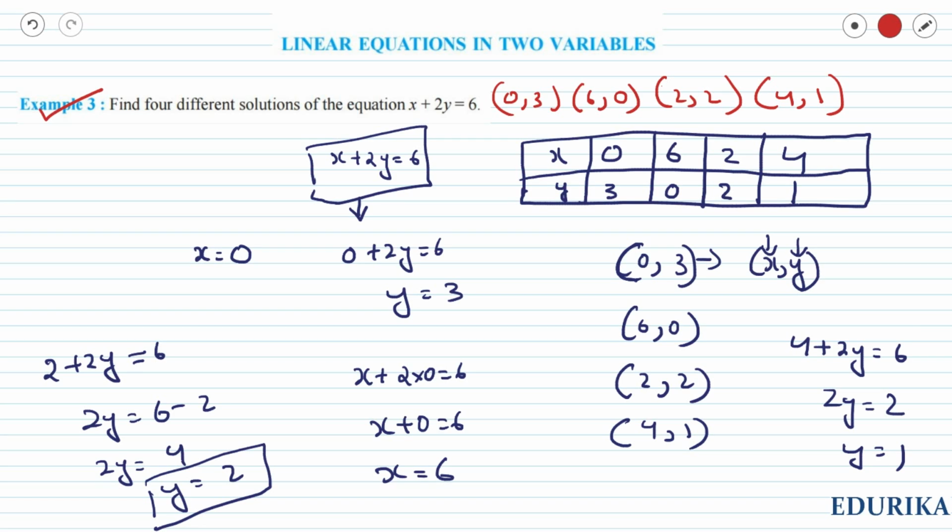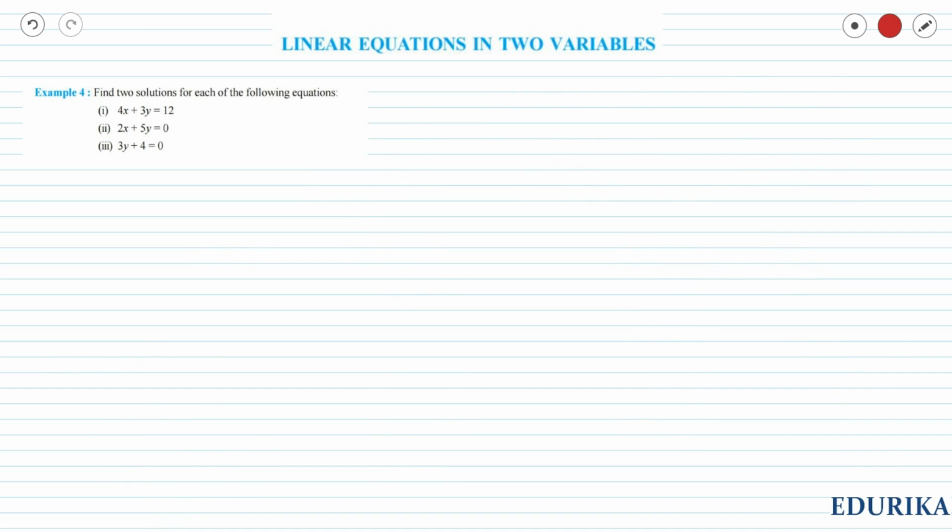It's very simple. First you just draw a table, and consider values of x or y, and automatically we will get the required value for the other variable. Okay, so now let's move on to example number 4.